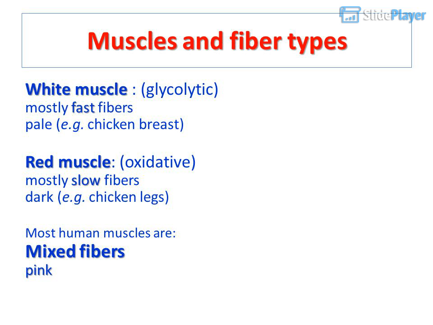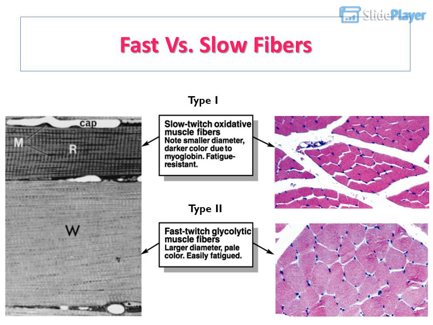Muscles and fiber types. White muscle, glycolytic: mostly fast fibers, pale, for example chicken breast. Red muscle, oxidative: mostly slow fibers, dark, for example chicken legs. Most human muscles are mixed fibers. Pink. Fast versus slow fibers.